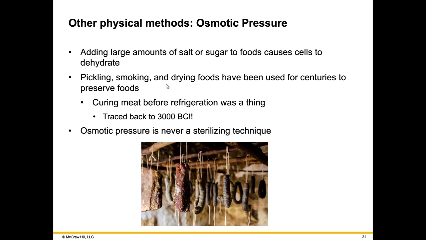And as we've talked about before, when we dehydrate cells, it prevents them from growing. Or in this case, if it was a microbe, it prevents it from making more of itself, and as an end result would cause the microbe to die. This is associated with pickling, smoking, and drying foods, and we've been doing that for centuries to preserve food. Curing meat by adding salt has been done for a very, very long time. It's traced back to 3000 BC, as a matter of fact, long before refrigeration was a thing.